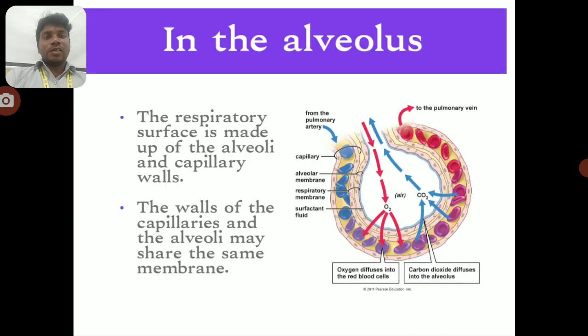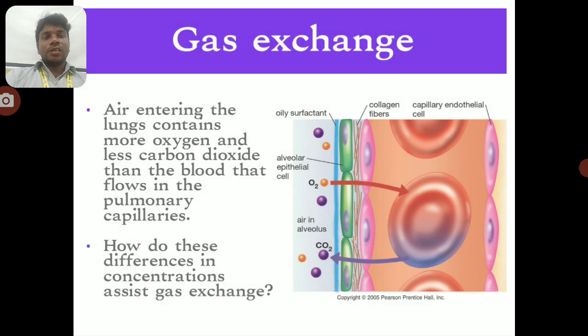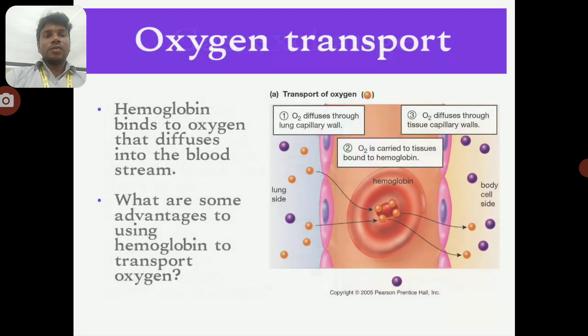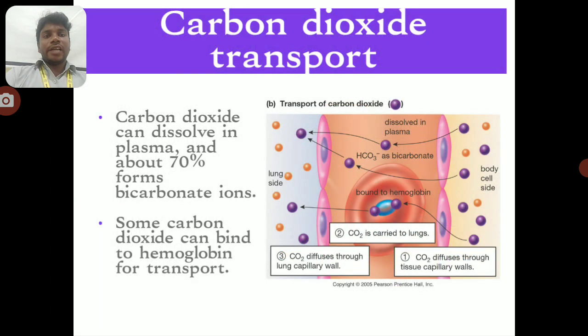The respiratory surface is made up of alveoli and capillary walls. The walls of the capillaries and the alveoli may share the same membrane. Air entering the lungs contains more oxygen and less carbon dioxide than the blood that flows in the pulmonary capillaries. Hemoglobin binds to the oxygen that diffuses into the bloodstream. Carbon dioxide can dissolve in the plasma, about 70% forms bicarbonate ions, and some carbon dioxide can bind to hemoglobin for transport.